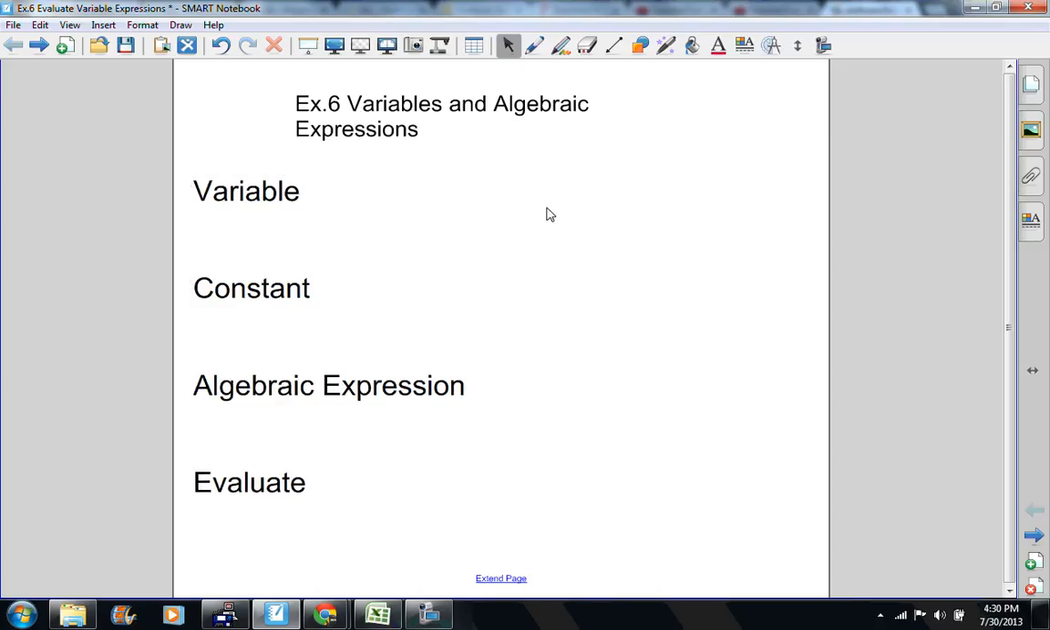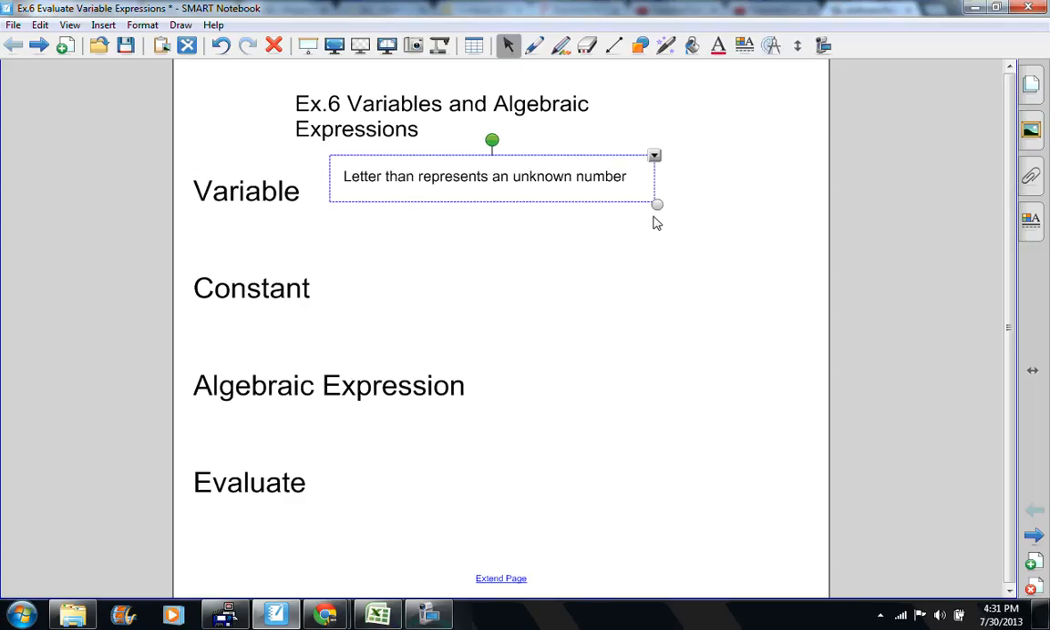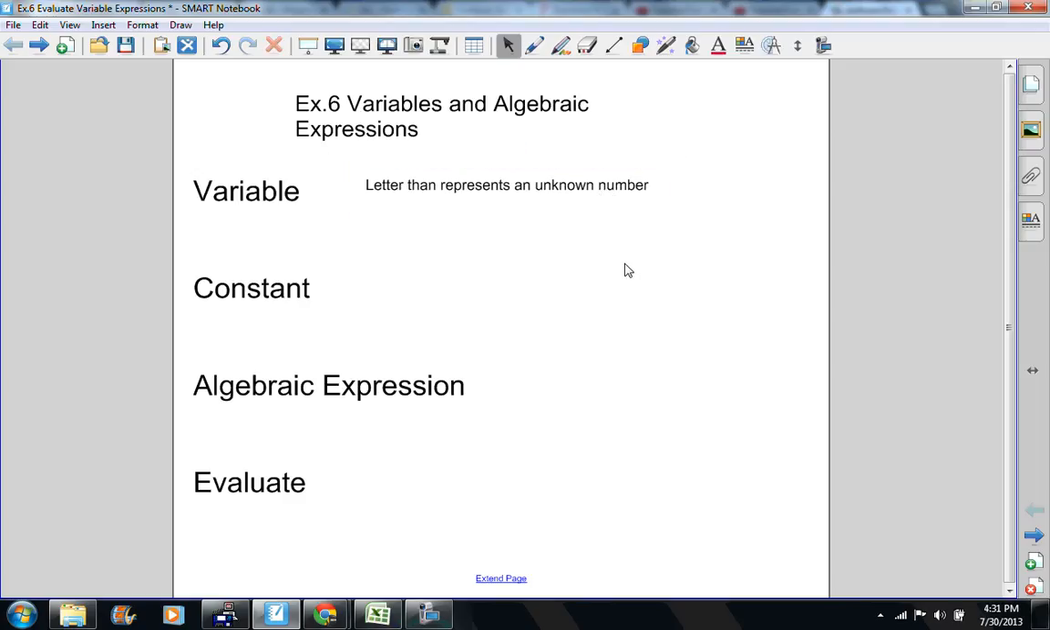Now, obviously, we're not going to do that. So for variable, a variable is a letter that represents an unknown number. Okay, a letter that represents an unknown number.